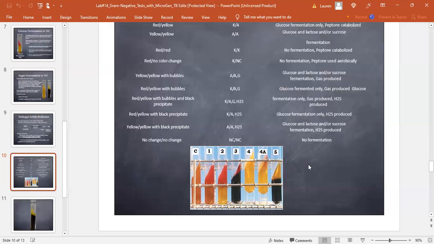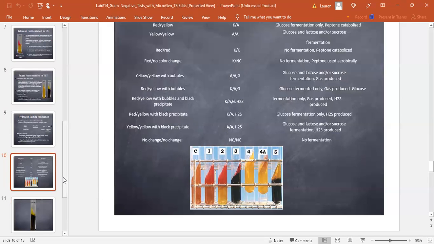Okay. So yeah, this little page helps a lot to look at it and say, okay, this is what I would see, this is how I would write it out, and this is how I would interpret it.